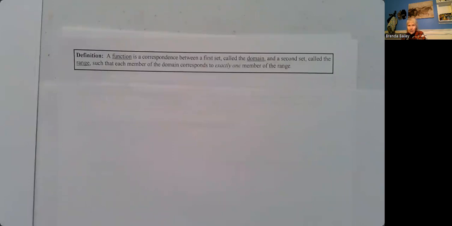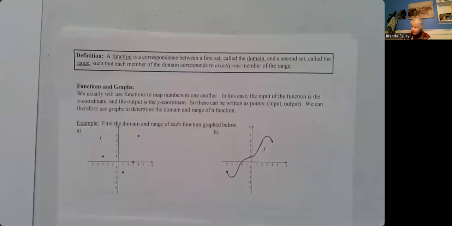All right, a function is a correspondence between a set called the domain and a second set called the range. We kind of talked about that on the last page, such that each member of the domain corresponds to exactly one member of the range. Okay, so let's look at some examples of graphing.